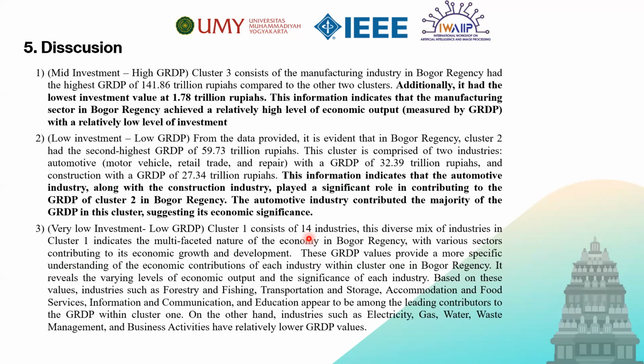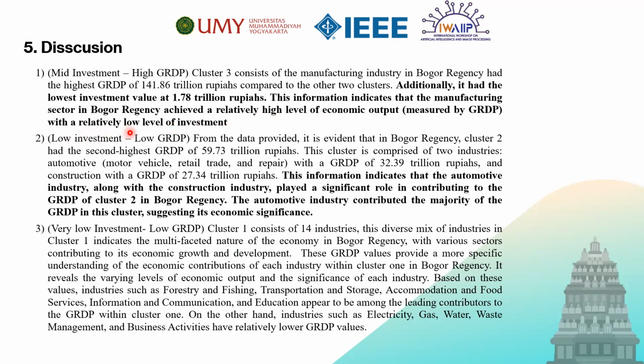Okay. So for the discussion that we concluded, cluster 3, we can say it is mid investment but high GRDP, consisting only of the manufacturing industry in Bogor Regency. It has a GDP of 141.8 trillion rupiah. It's very, very high. With the low investment at only 1.78 trillion rupiah, we can indicate that the manufacturing sector in Bogor achieved a relatively high level of economic output with relatively low investment.